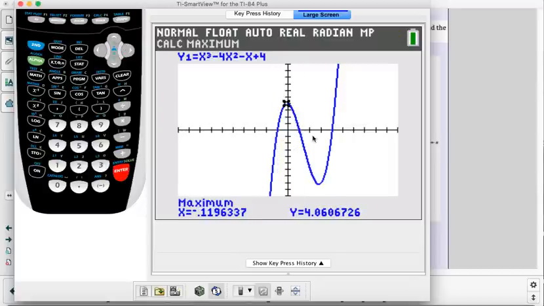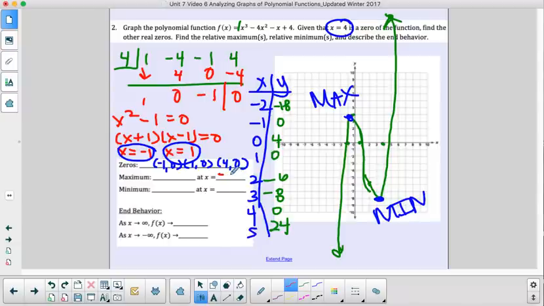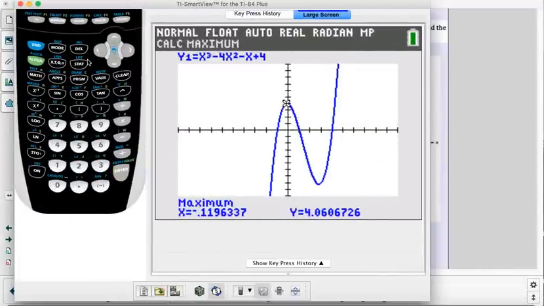And my max, it's not exactly 0, 4. It is at negative 0.1196. We'd probably put negative 0.120 for our x value. So that would be our maximum. So it was negative 0.120, and the actual max value is 4.061. I would recommend you pause the video and try and do the min on your own. Okay, and then come back and make sure you did it.